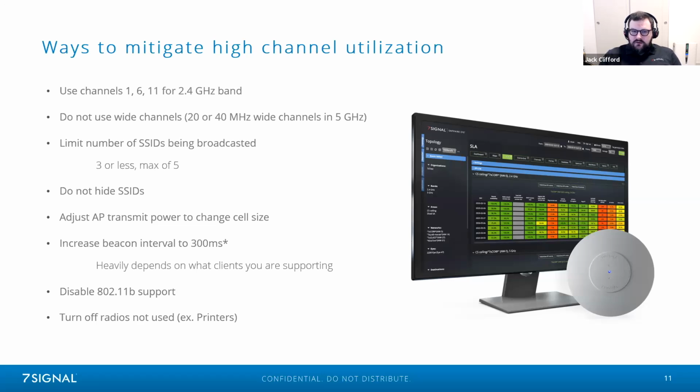Some other things you can do, speaking of legacy devices, you can disable some of those lower data rates, completely disabling 802.11b support. Disabling those lower data rates will speed up how quickly your beacons are being sent out.